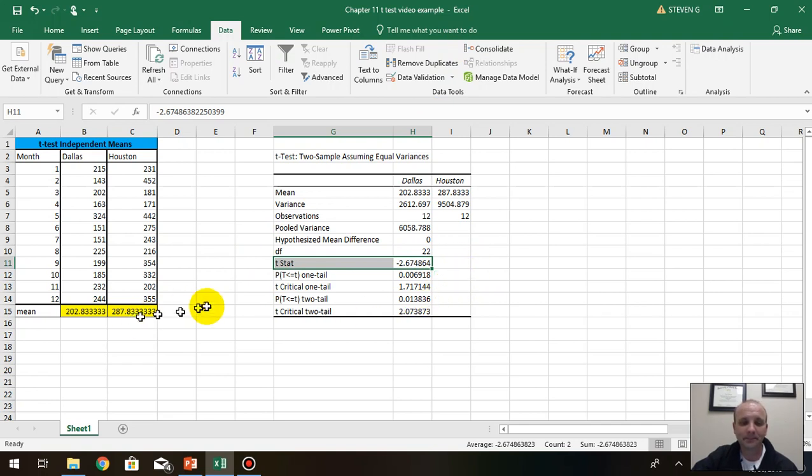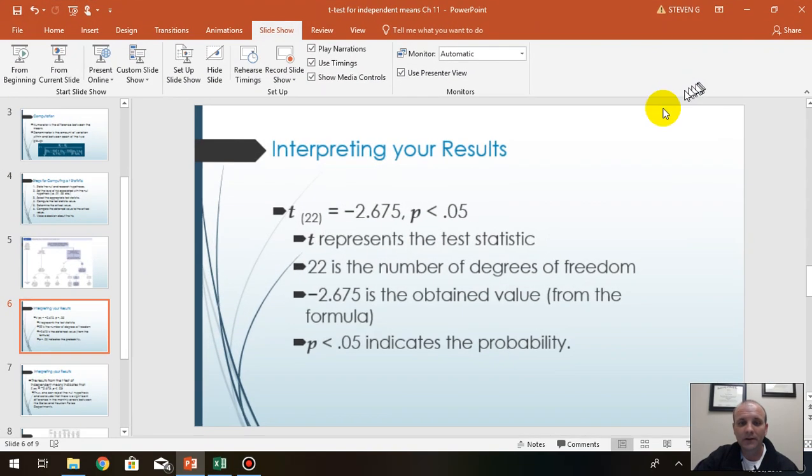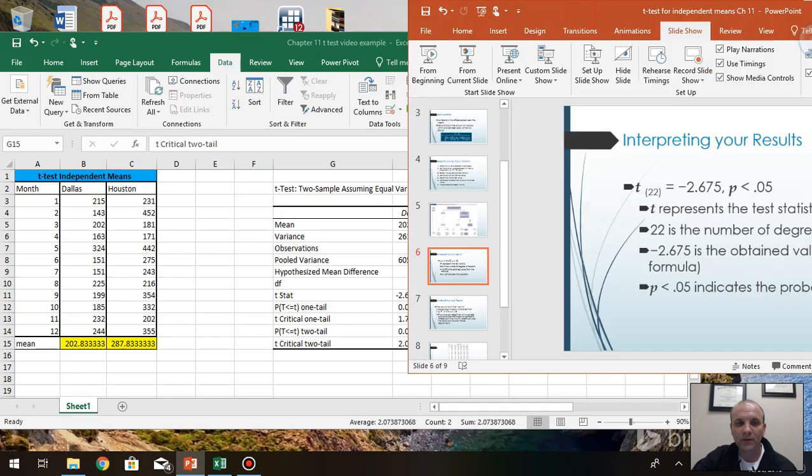From that, we see that we got a T statistic value of negative 2.674, right? And then we're looking at a two-tailed test statistic because we didn't give it a directional. And here, the T critical value is 2.073873, right? Thus, we know that the T value exceeds the critical value here, and so we can reject the null hypothesis and conclude that there's a significant difference between the two values, okay?